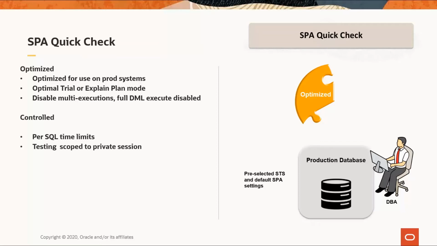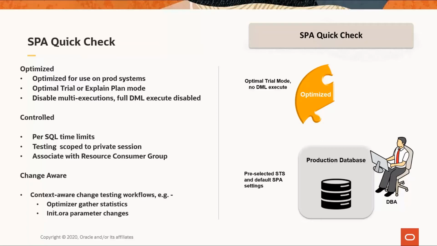You have control on the per SQL time limit, and also the testing is scoped to a private session, right? You can associate this with resource consumer groups, and it's also change aware. What that means is SQL Performance Quick Check is context aware of the change testing workload. So for example, we have some workflows for optimizer gather statistics or for init.ora parameter changes.